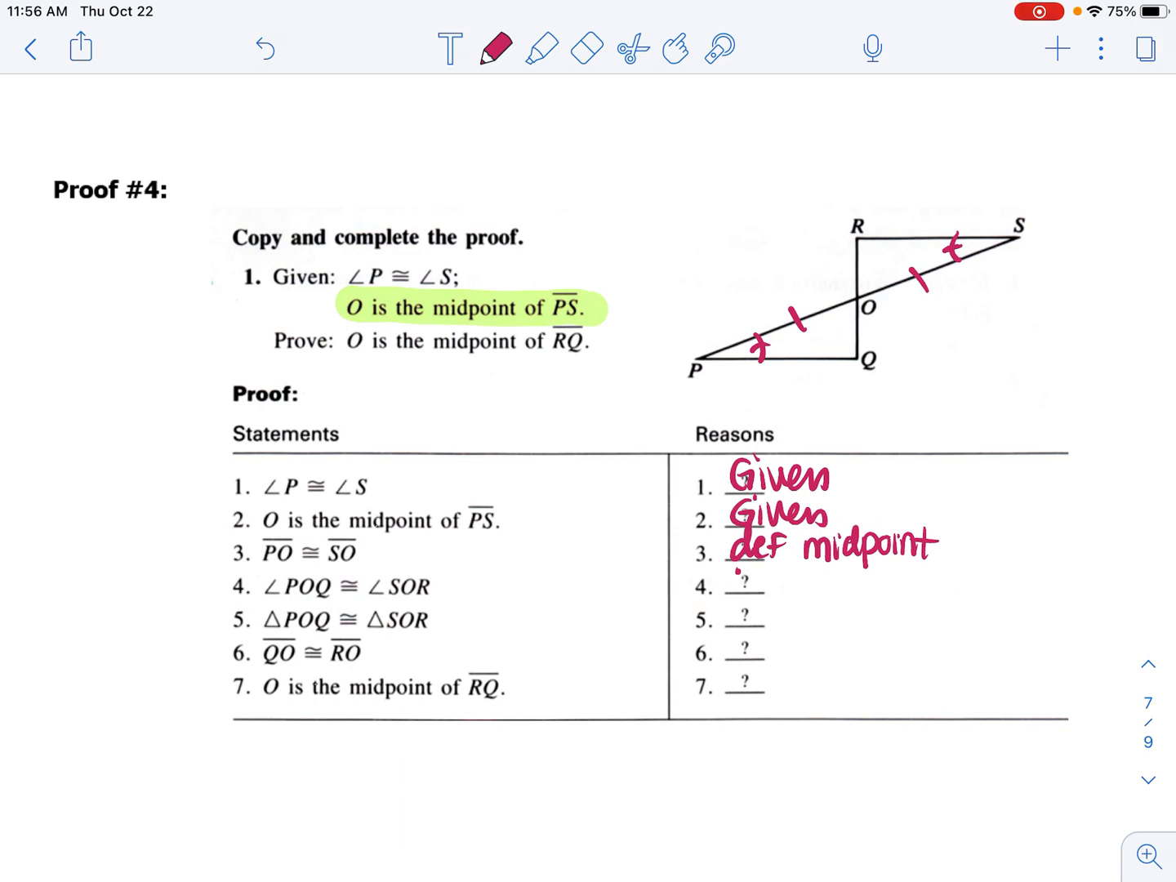Okay. And then we have in number 4, angle POQ and angle SOR are congruent. What kind of angles are those? They are vertical angles, so we write the vertical angles theorem. Now, is that enough information to prove that the triangles are congruent? Yes. What's the postulate? Angle side angle. And now we can prove that QO is congruent to RO through CPCTC.